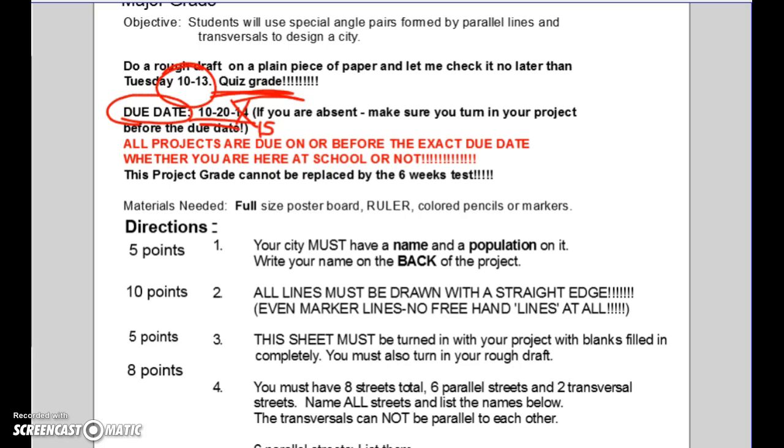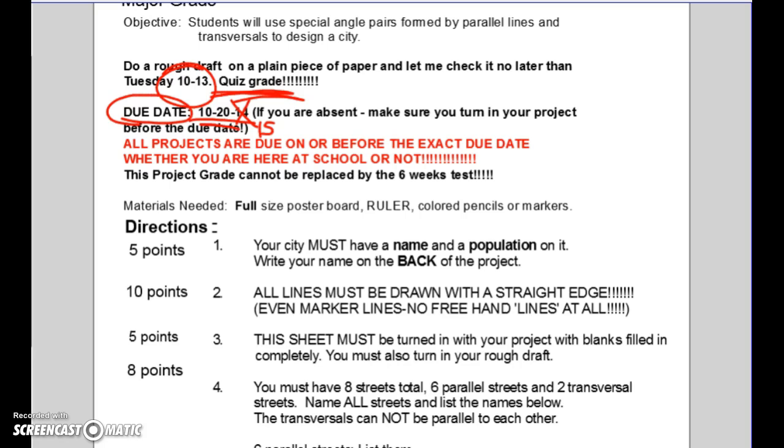If I approve your rough draft and you turn in your project by Friday, you're done with it. You don't have to think about it anymore. Are you with me? Get it done. Get it turned in. You don't have to wait until the 20th. Don't wait until the 20th, because if something happens between now and then, you with me?